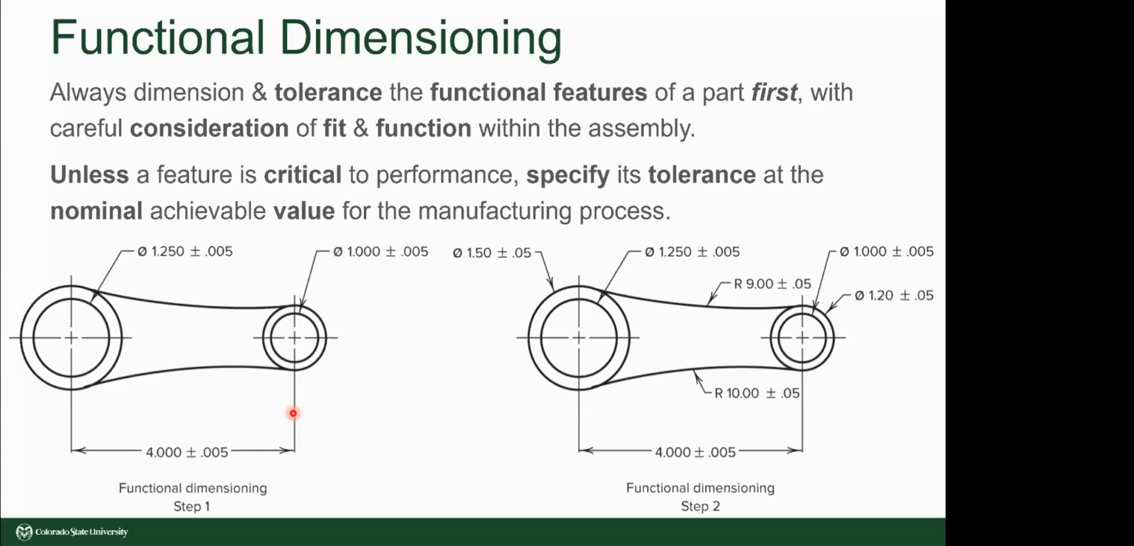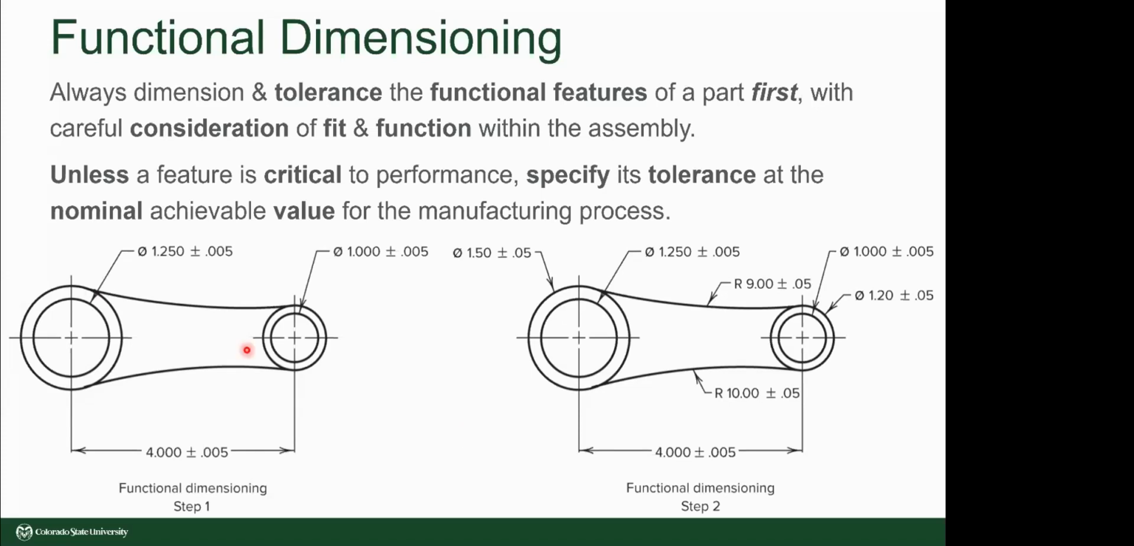These functional features should always be dimensioned and toleranced first. Then finish dimensioning and tolerancing the remaining features that are not directly related to the successful functioning of the assembly. The non-critical features, those that don't really affect the functioning of your assembly, should receive tolerances that are easily achievable by the manufacturing process used to create those features. So for example, use the nominal tolerances specified by that manufacturing process for those non-critical features.